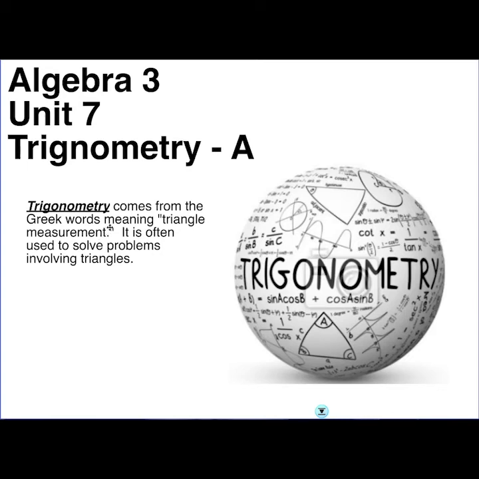Unit 7 in Algebra 3 is all about trigonometry. In fact, we're going to split trigonometry up over three different units. In Unit 7, we'll review a bit of our right triangle trig, then explore some of our trig ratios, and go a little more in depth and explore something called the unit circle.